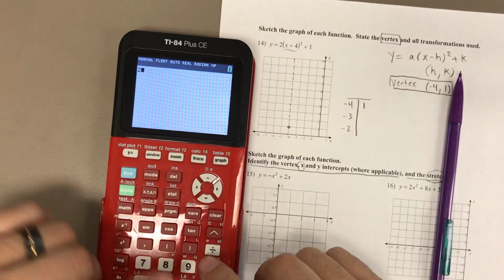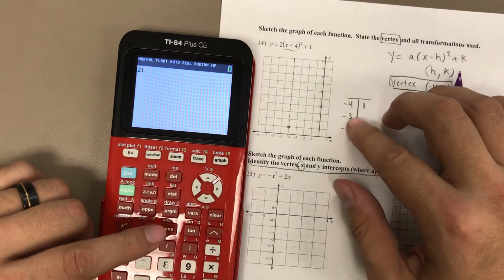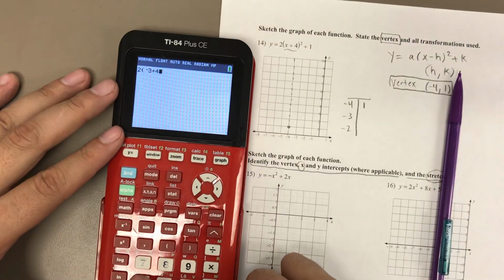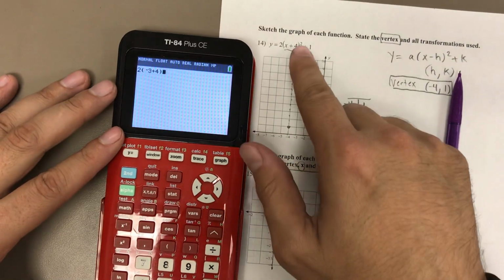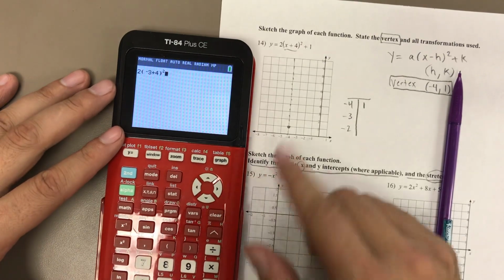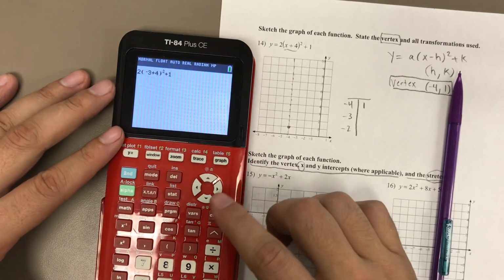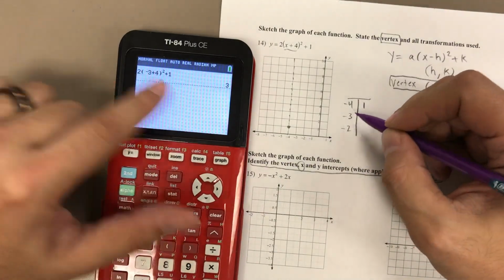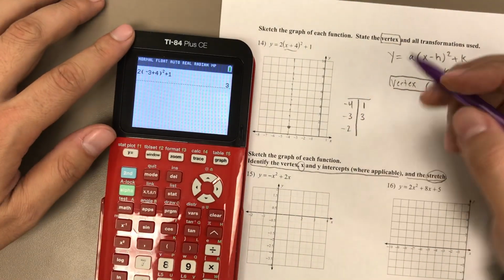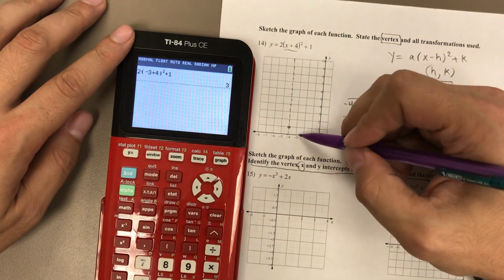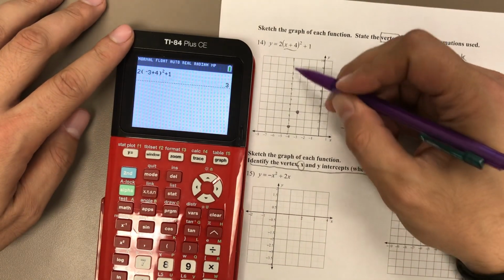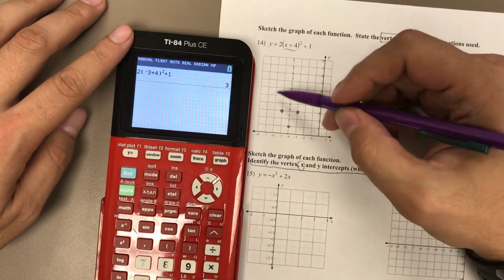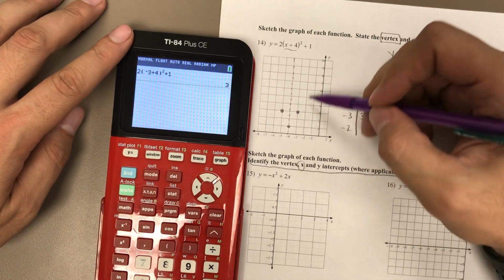So we have 2 times parentheses, and then negative 3 for our x value, so negative 3, plus 4, and then end the parentheses, and then square it, and then plus 1 at the very end. If I hit enter, I get my y value. So when I plug in negative 3 for x, I get a positive 3 for my y value. So that gives me another coordinate, left 3, up 3. And remember, from this axis of symmetry, I can reflect it over and find another coordinate. Do you already see the U shape starting to form for the parabola there?